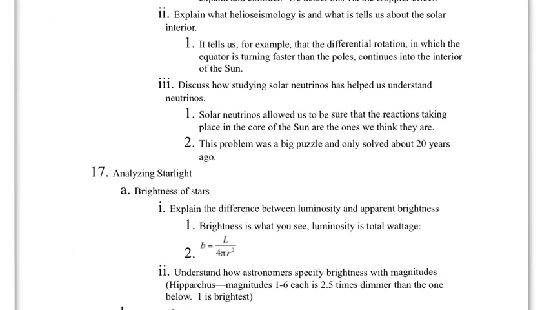So the last thing in the chapter is the solar neutrinos, which helped us understand that the reactions going on inside the sun are the ones we think they are. This problem, by the way, wasn't solved until about 20 years ago. Early experiments were done in the 1960s, so 60 years ago. And only in the last couple of decades have we really nailed down the processes that are happening inside the sun and been able to replicate them in a laboratory and really conclusively show that we know how the sun is producing its energy.